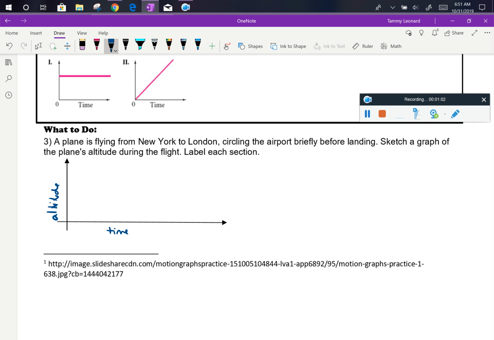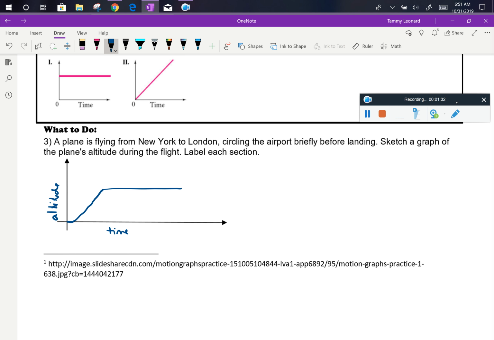So when the plane takes off, it's accelerating. It starts by accelerating its speed, but that doesn't change its elevation. So we might see a flat section right along the axis where it's increasing its speed as it goes down the runway, but it hasn't taken off yet. And then we're going to see the altitude increase at a fairly steady rate. Flying across the ocean, it'll maintain its altitude for quite a long time.